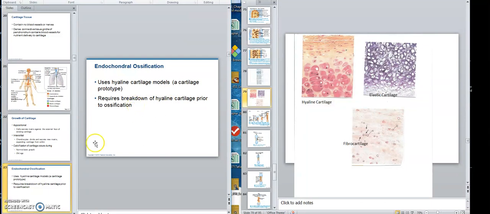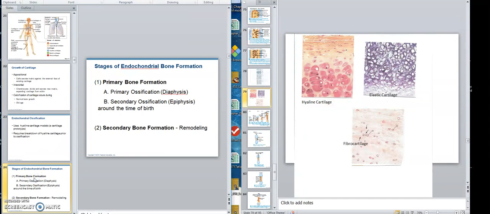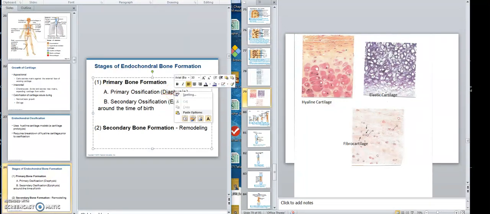Two things can occupy the same space. Now, when it comes to endochondral bone formation, let me make a correction here. When it comes to endochondral bone formation, there are two ways that this will happen. One way is primary bone formation, and the other is secondary.